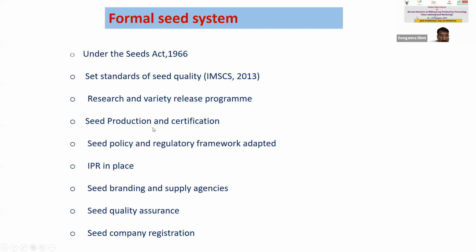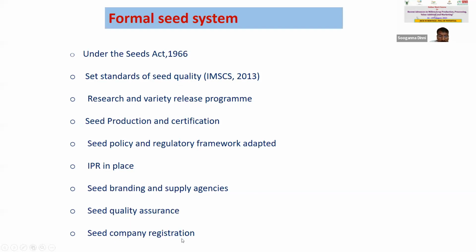Here, seed certificate production is there. There is a generation system we will follow, like in millets we are following the 3 generation system, and the certification system is there to control the quality assurance of the seed produced. And here seed policy, we have the national seed policy, and the Seed Bill 2019, that is a draft bill not yet passed, and we have a regulatory framework adopted. IPR is well established, and seed branding and supply agencies are there. Seed quality assurance is ensured in case of formal seeds. These are lacking in the informal seed system.